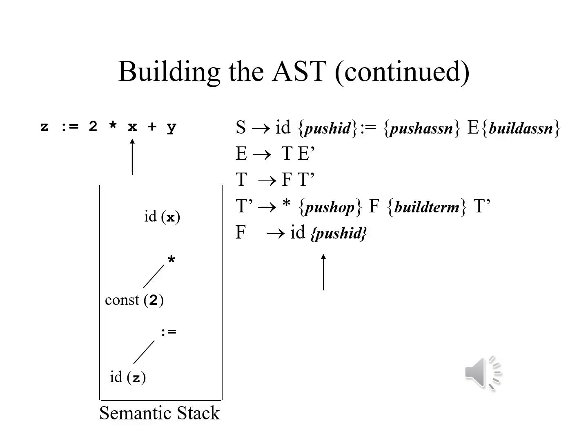We are now up to the F after pushing the operator. The identifier together with factor will give us F derives id, push id. We take the identifier and it gets pushed on top of the stack.